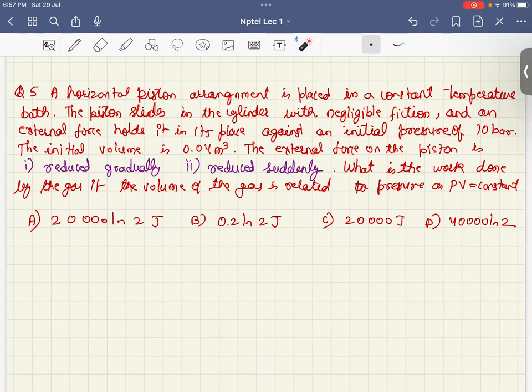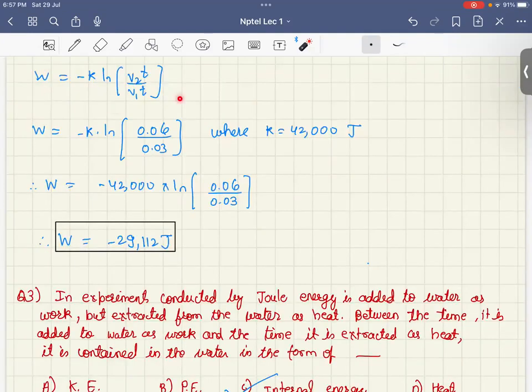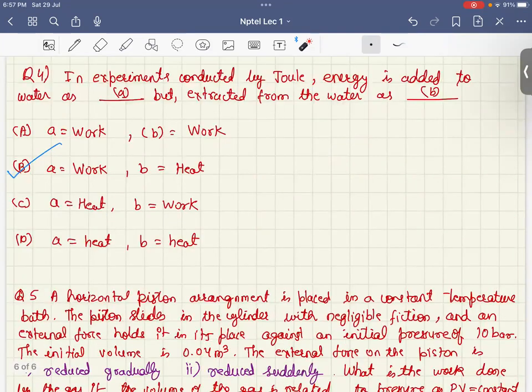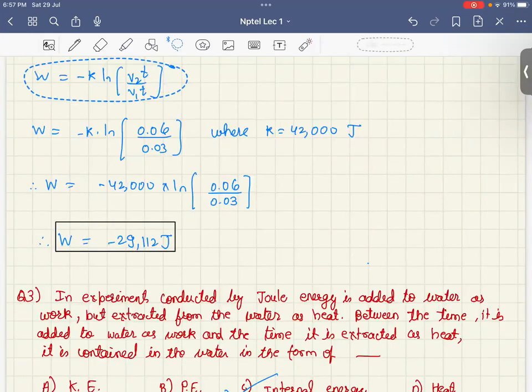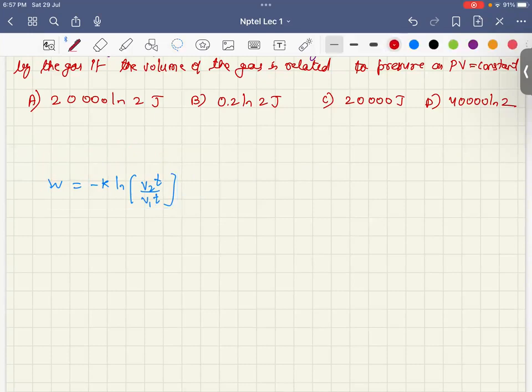For the reversible case, let us try solving. So for the reversible case, this is the first case, we will use the same expression which we have calculated here, which is W equals minus K ln V2 by V1, right? Let us write this down. This is the expression for case 1, right? So case 1, reversible.